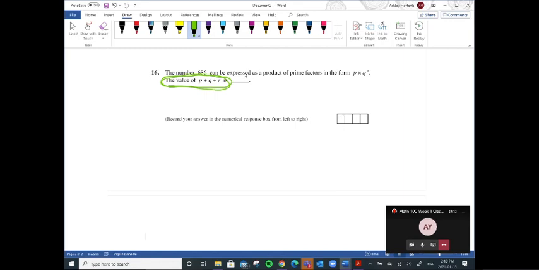So we know how to do this. We definitely know how to express a number as a product of its prime factors. So I'm just going to focus on the number 686. Okay, and then prime factor it however you like, again using the division table, or you can use the factor tree.